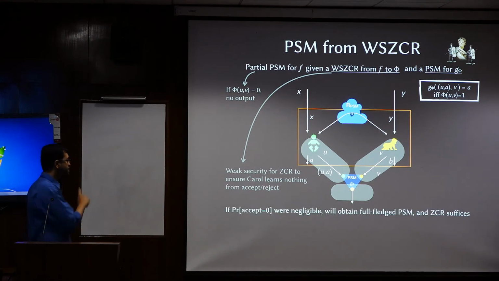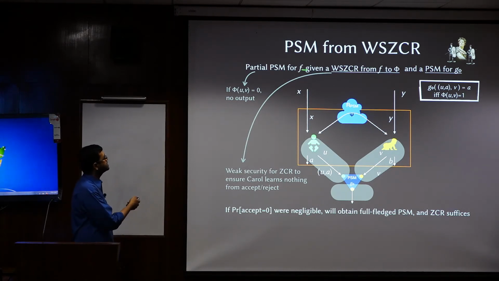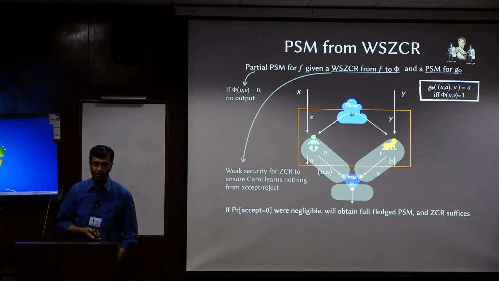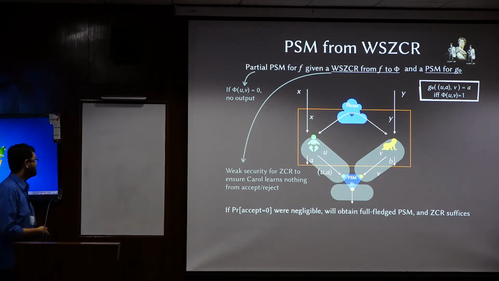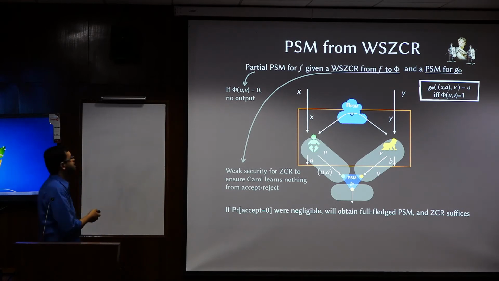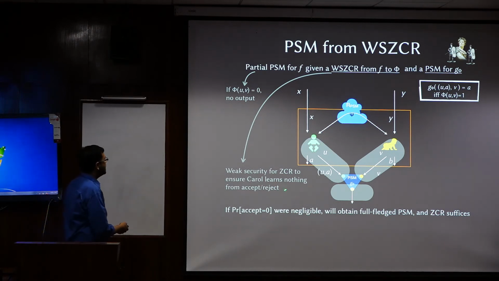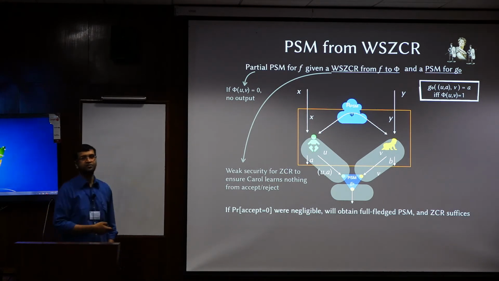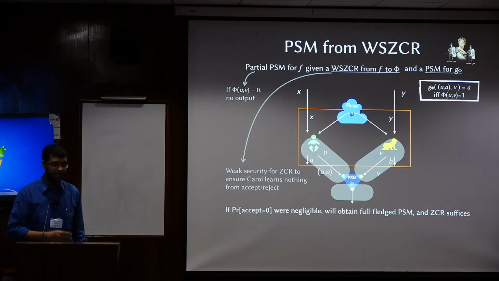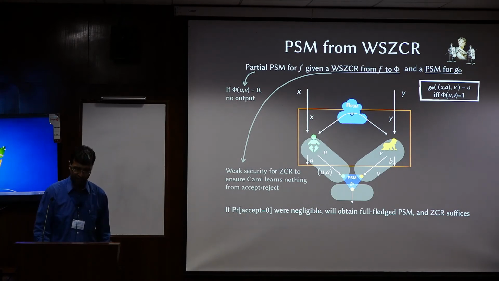Now, if magically somehow this kind of abort probability was not there, right? If the WZZ had mu equal to 0, it was always accepting, or it was only with negligible probability that it would not accept, then both these problems wouldn't have been there for us. We would have got a PSM which only with negligible probability will abort, and in that case its weak security is automatic. If you're going to abort only with negligible probability, the fact whether you aborted or not is not particularly informative about the inputs, right? So then a ZSER would have sufficed.